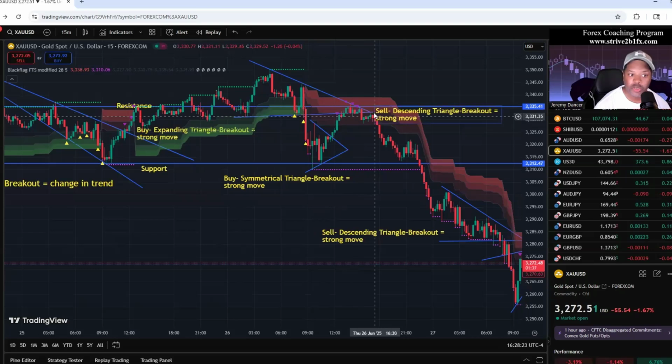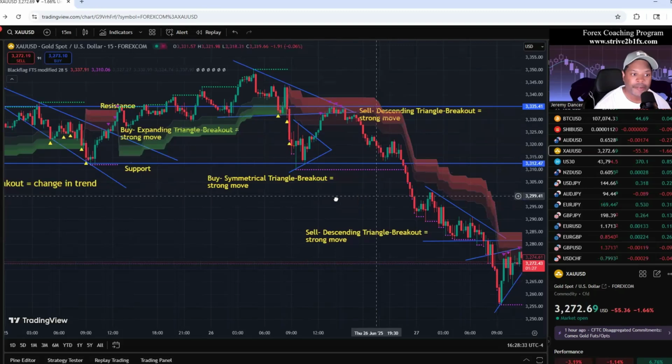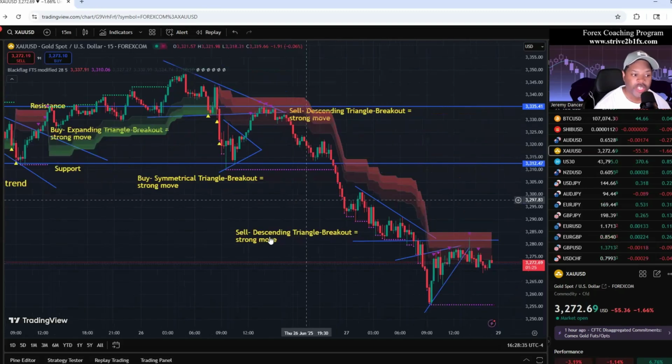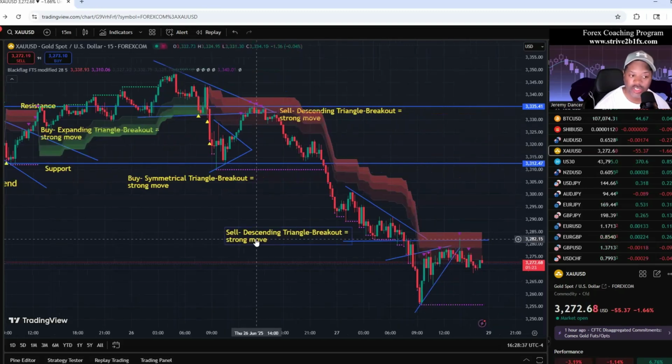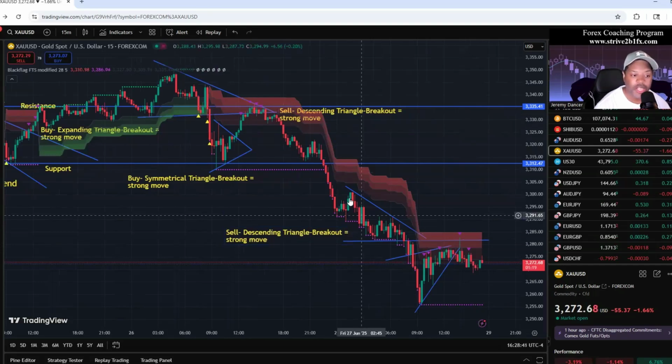And if you sold from here, you would have had a very nice trade. All right. And it went straight into another descending triangle as well, which gave you another opportunity to sell.